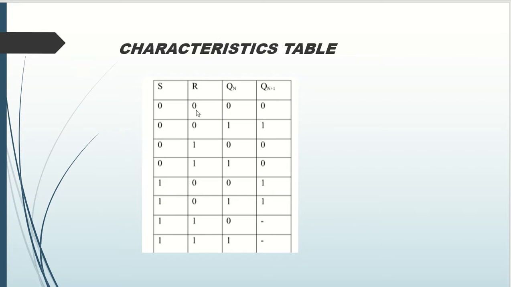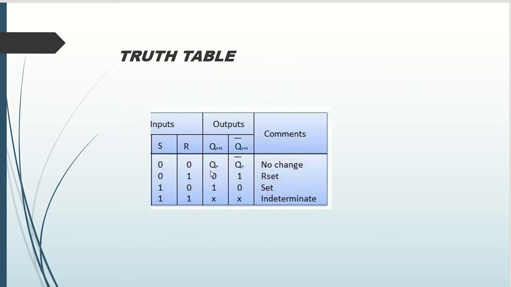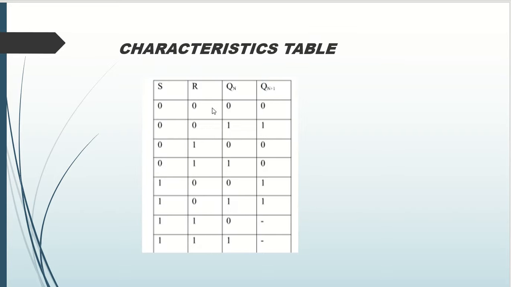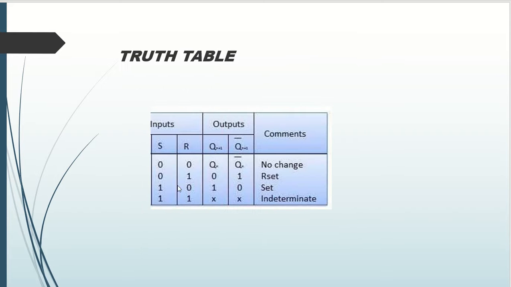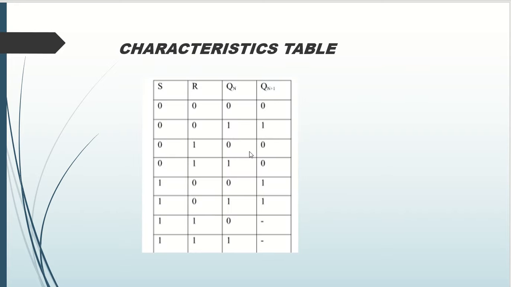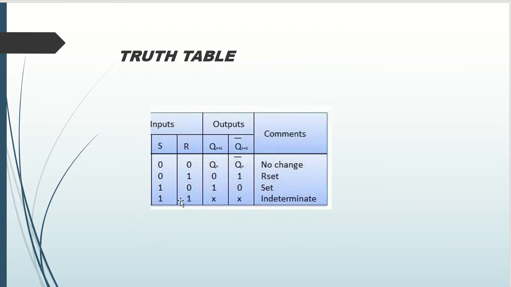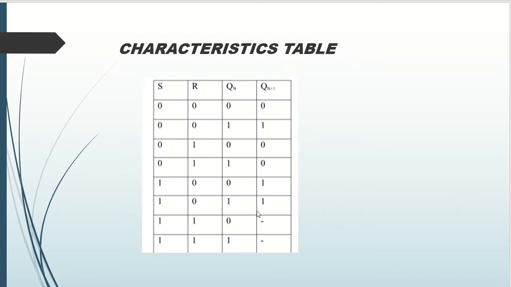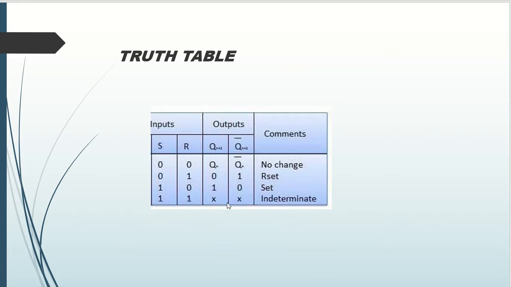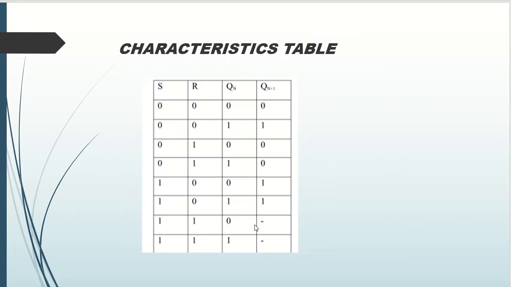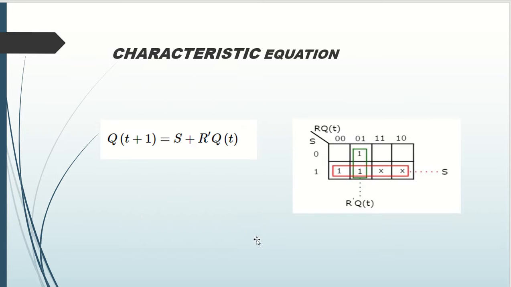Characteristic table. We can derive the characteristic table from the truth table. 00 means there is no change in the previous state, so here also Qn plus 1 has no change in the previous state. 0 means 0, 1 means 1. 01 means it is reset to 0, so put 0. 10 means it is set to 1, so 1. 11 means invalid or indeterminate, so invalid or indeterminate.